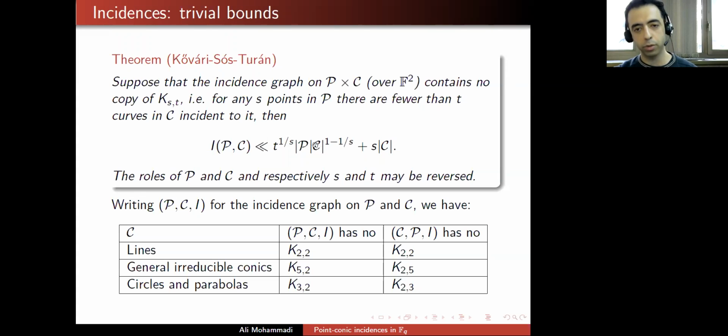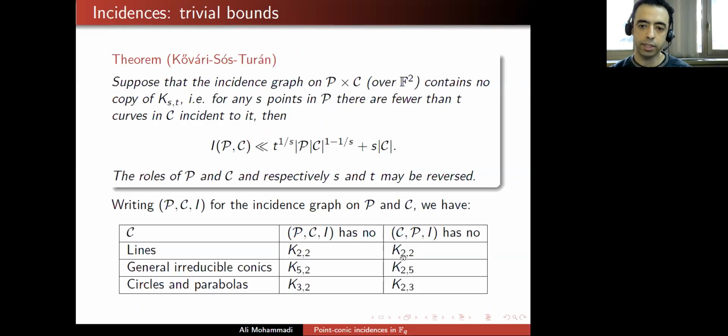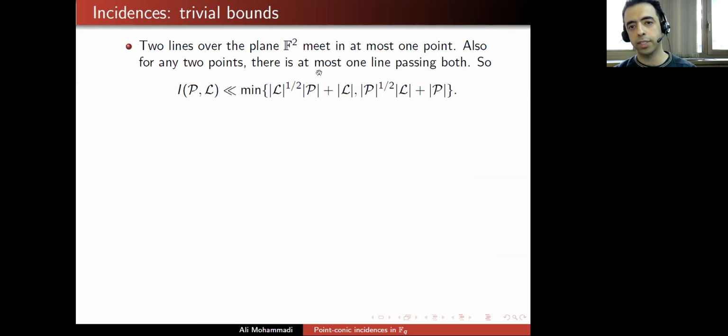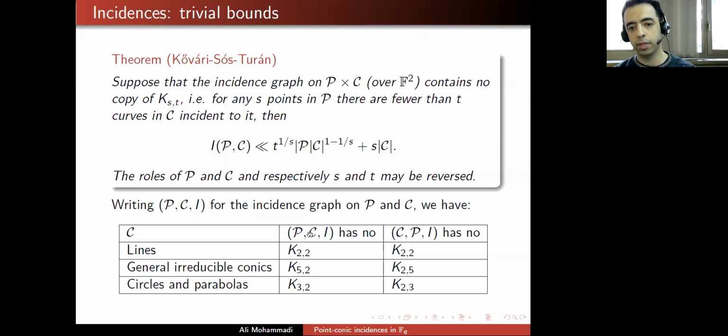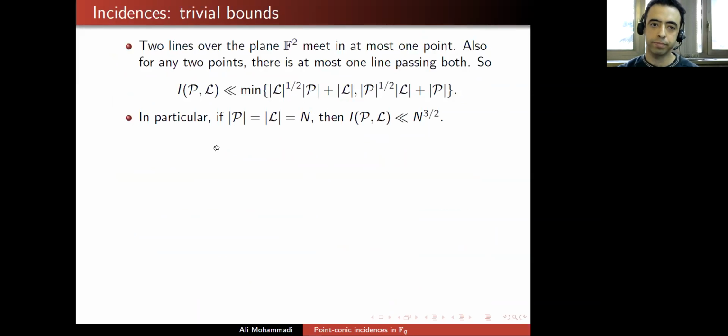Probably using Hölder. You could use Hölder, but it would look like a nightmare. So like I said, two lines in the plane meet in at most one point. This gives you this thing. So two lines can meet in at most one point, so there is no K22 in this incidence graph. Also, for any 2 points, there is at most one line passing through both. It gives this one. So if you take 2 points, there is at most one line, so it has, again, no K22. And it gives this bound.